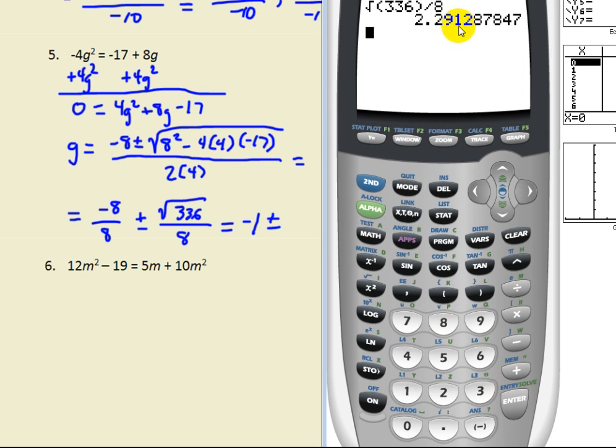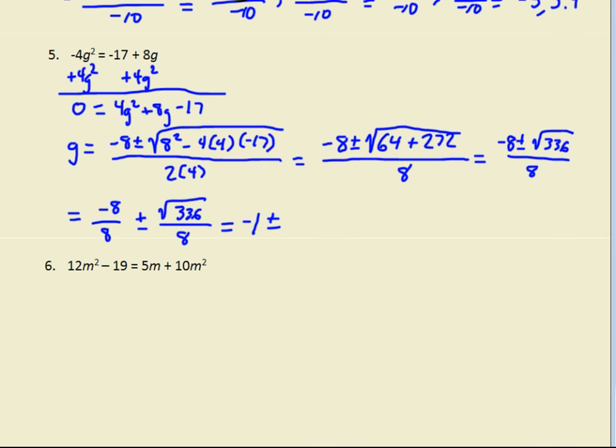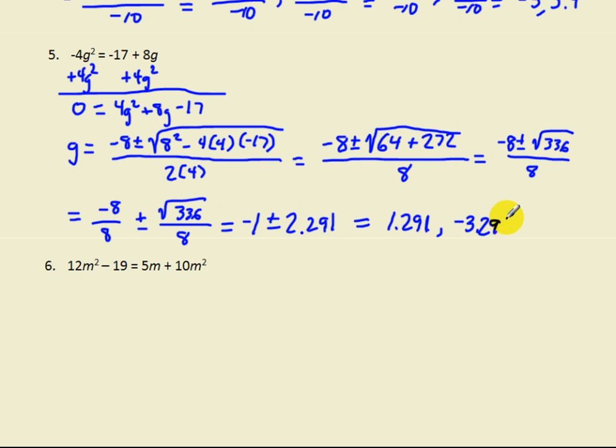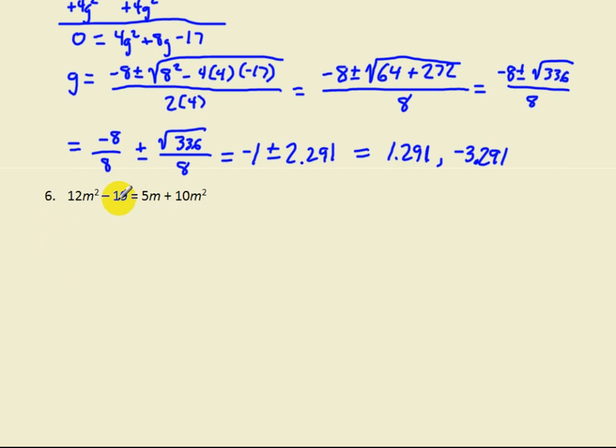2.291. We're going to round at the thousandth place, which means we look to the next decimal over. It's less than 5, so we keep that as a 1. So 2.291. So in our first case, we'll take negative 1 plus 2.291 to get a positive 1.291. And in the second case, we'll take negative 1 minus 2.291 to get a negative 3.291.